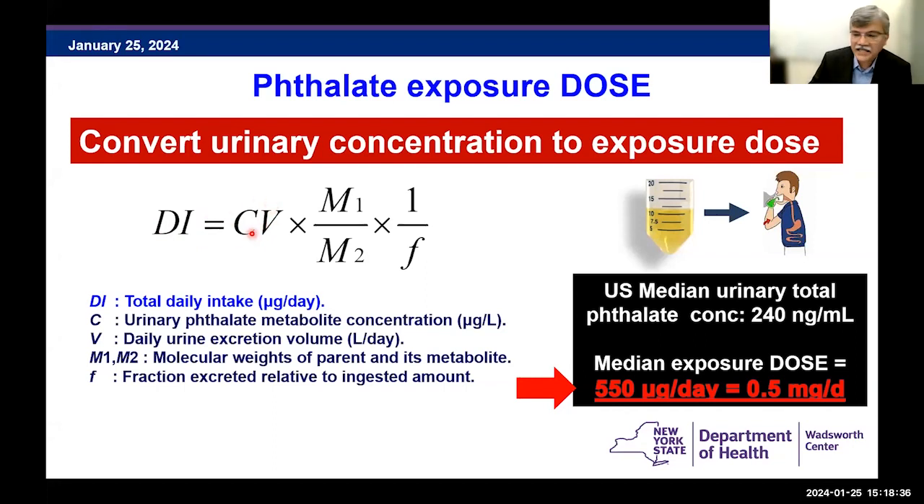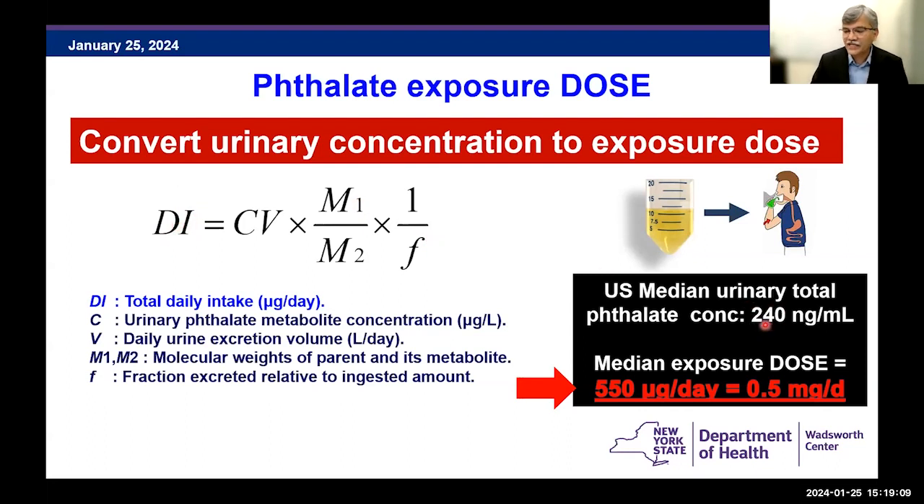So if you know the concentration in urine, and of course we excrete approximately 2 liters of urine every day, we drink 2 liters of water, so approximately between 1.5 liters to 2 liters of urine excreted. So you can multiply that to get nanogram or microgram of the excretion every day. And of course, we use some of the other factors such as molecular weights and fraction of that chemical excreted in urine to calculate the daily intake or daily exposure dose.